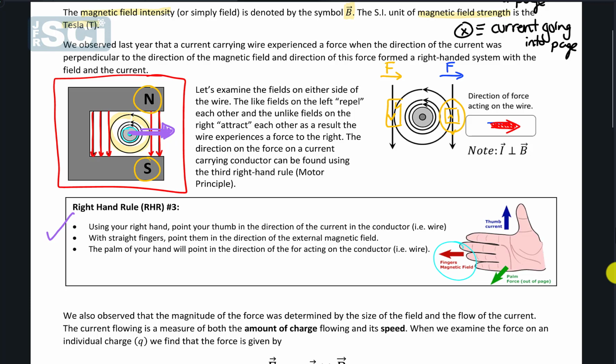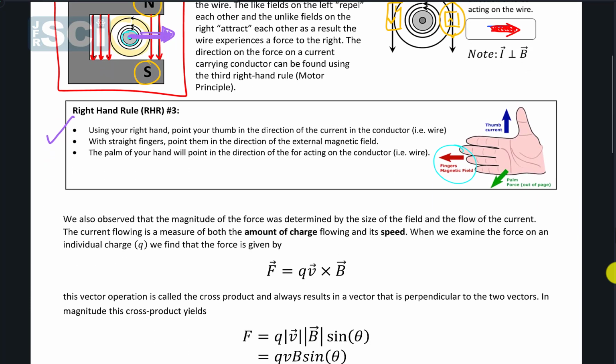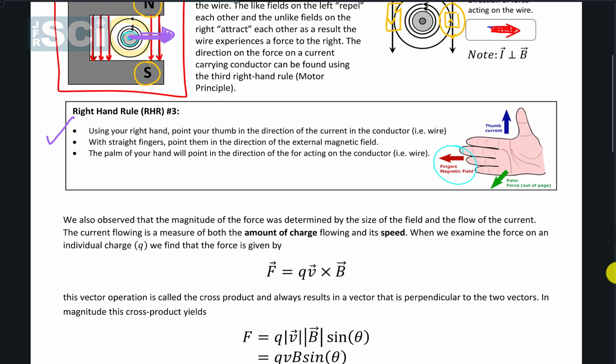And so we can actually take this and apply it to the flow of any particle. If we remember, this is where it says it right here: the size of the field and the flow of the current can help us determine the magnitude of the force. The amount of charge that's flowing and how fast it is governs the current in the wire. So if I take this, I can replace this piece here. This is just our current in the wire.